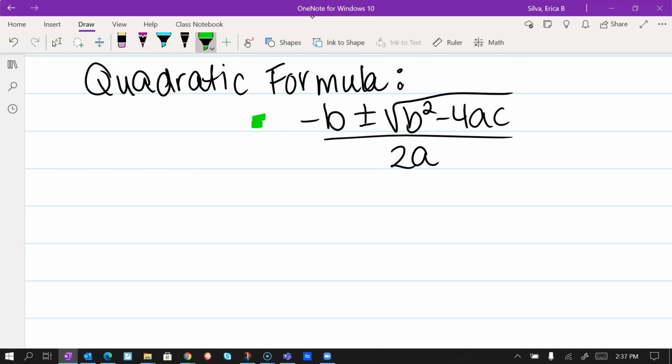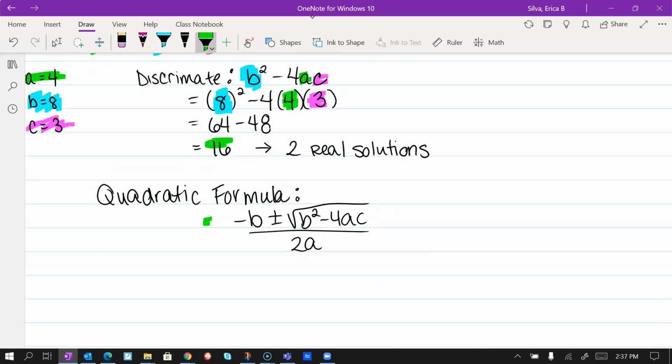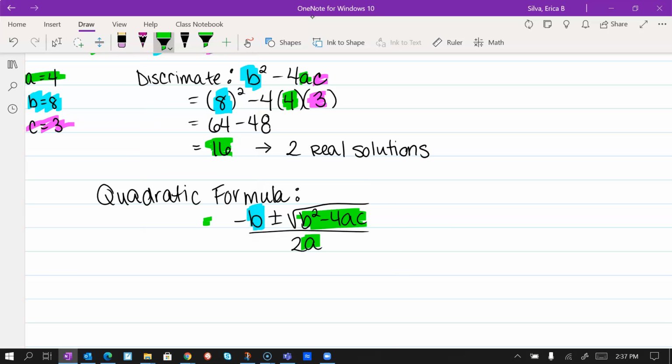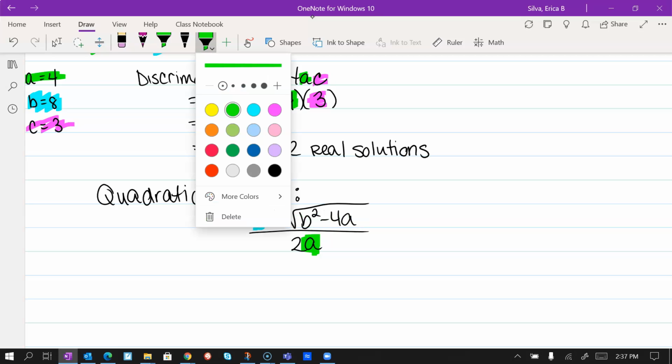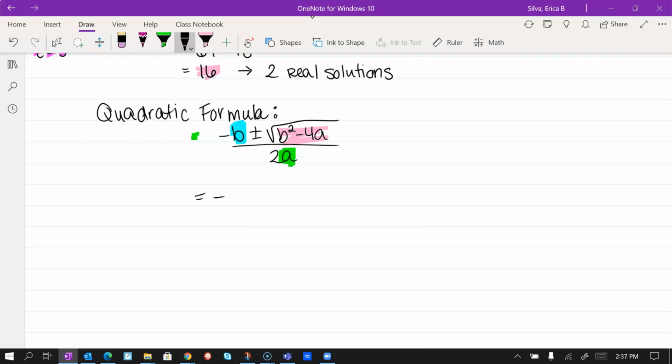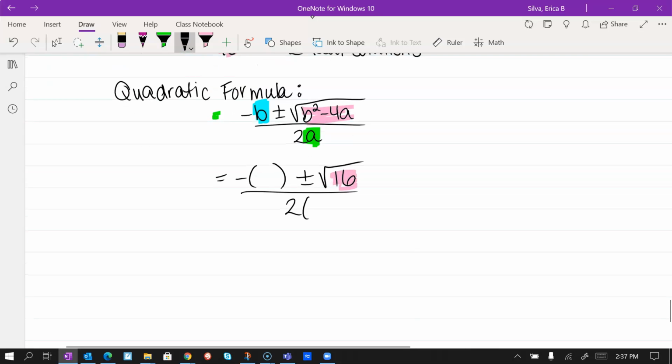All right, so now remember the discriminant. It's this number here, so all we're going to do is substitute that number. And then our b will go here, and our a goes here. Let's use a different color. Pink. All right, so now our equation looks like this: negative 8 plus or minus the square root of 16, all divided by 2 times my a, which is 4.